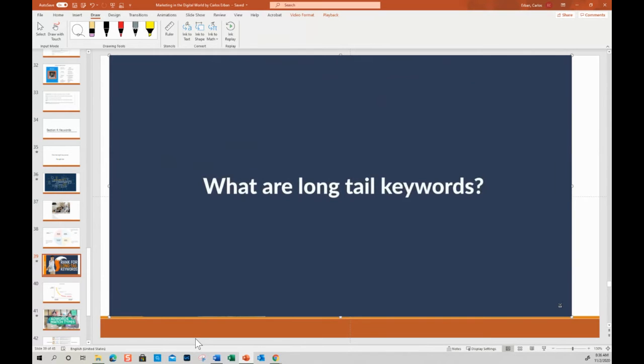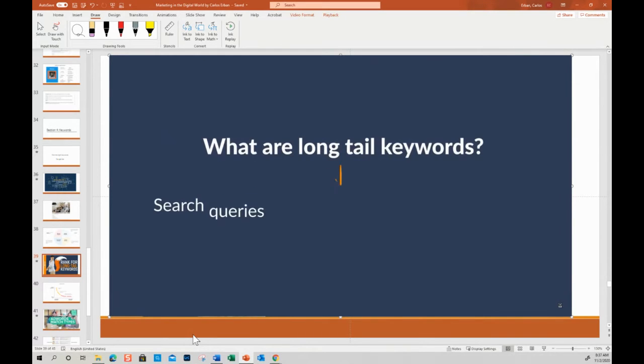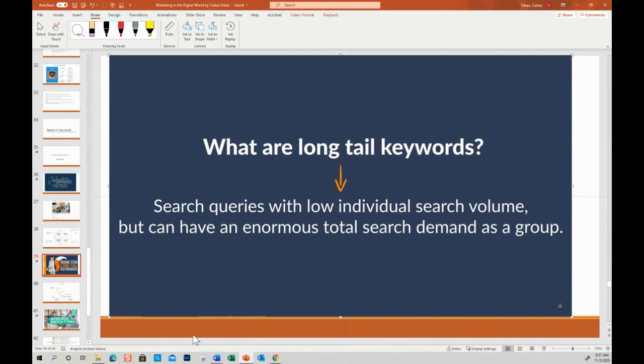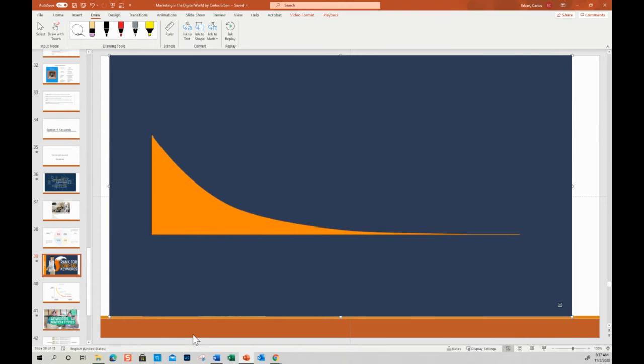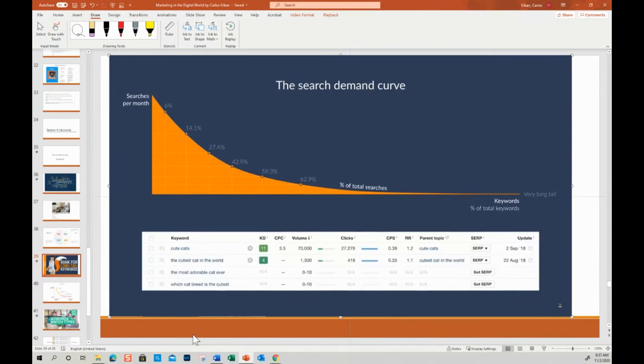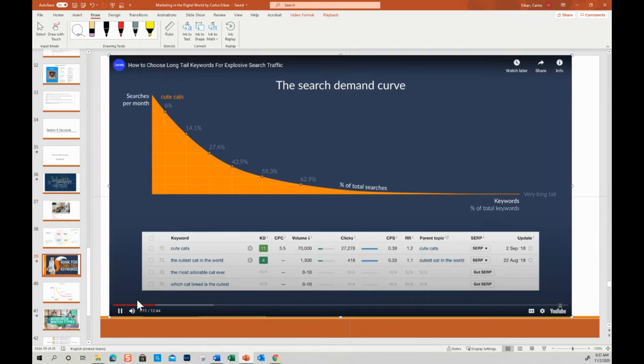So what are long tail keywords? Long tail keywords are search queries with low individual search volume, but can have an enormous total search demand as a group. The name comes from the long tail of the so-called search demand curve, which is a graph that plots all keywords by their search volumes. For example, if you look at the topic of cute cats and a few long tail variations in Ahrefs Keywords Explorer, the first keyword would be at the head of the curve because of its popularity.